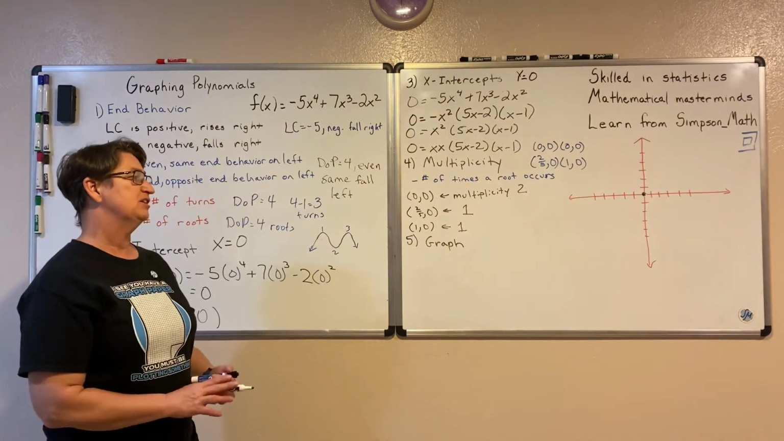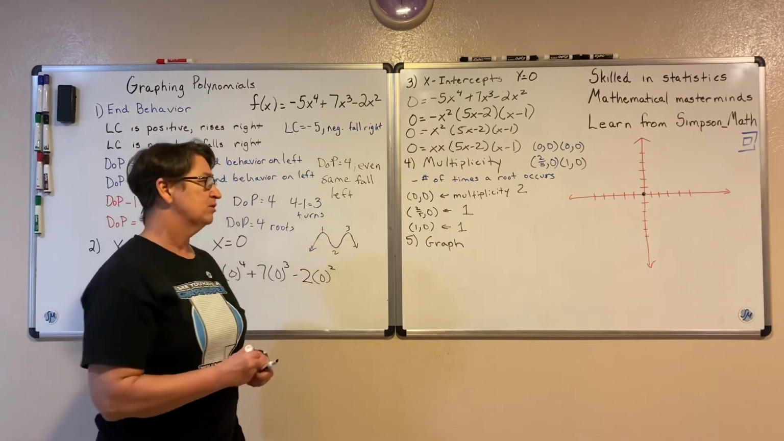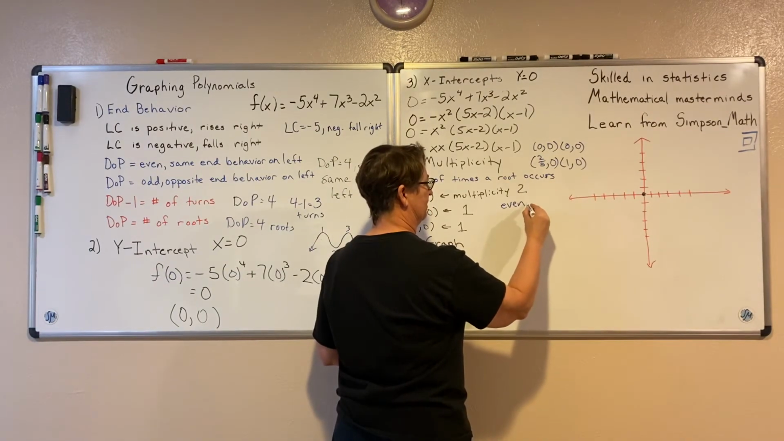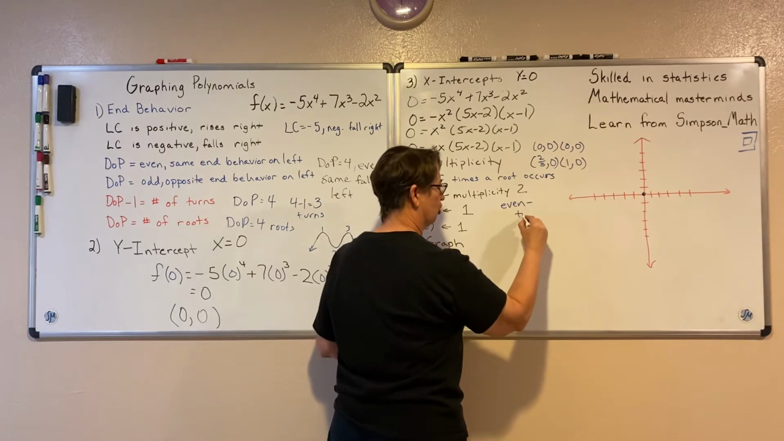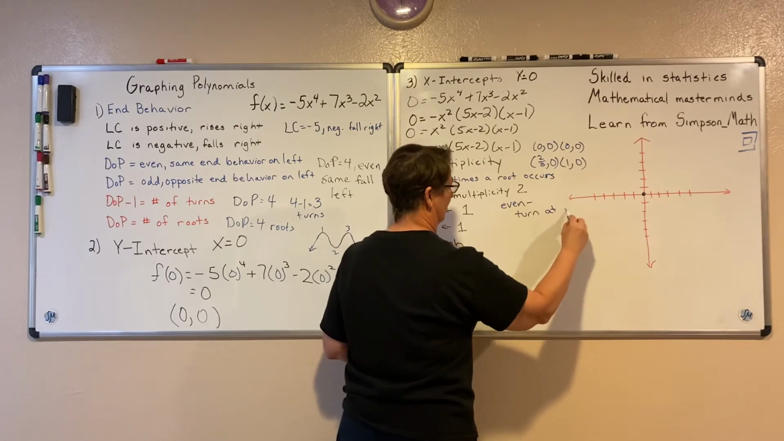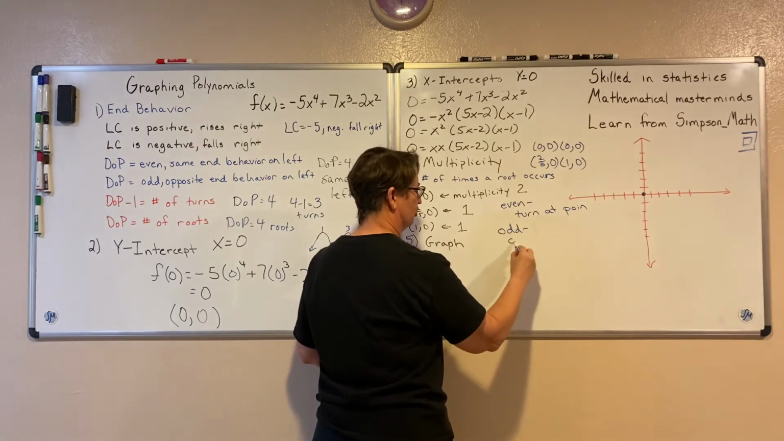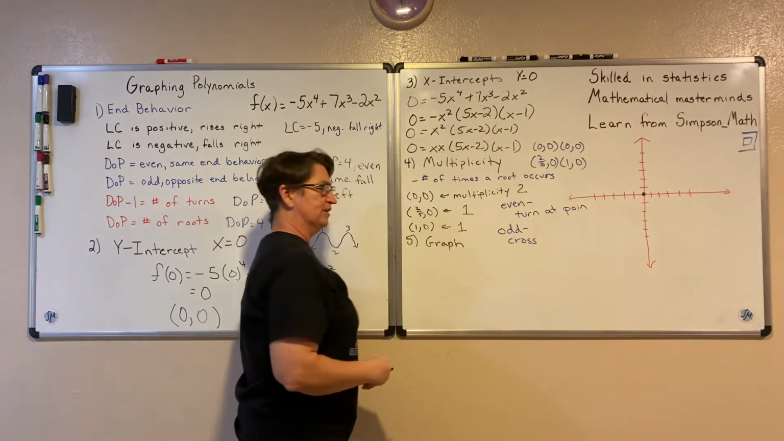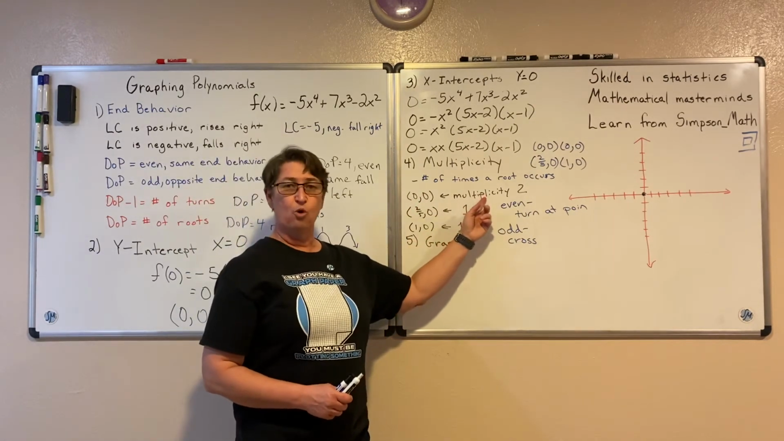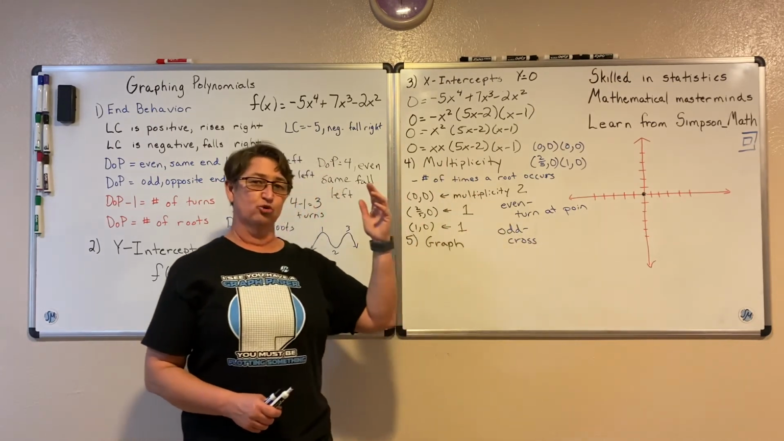Now, what the multiplicity does is it tells us what's going to happen at the graph at that point. When my multiplicity is even, the graph is going to turn at that point, or you can say it bounces at that point. When the multiplicity is odd, it's going to cross at that point. So anytime I have a multiplicity of 2 or 4 or 6 or 8, I know at that particular point the graph is going to turn around.